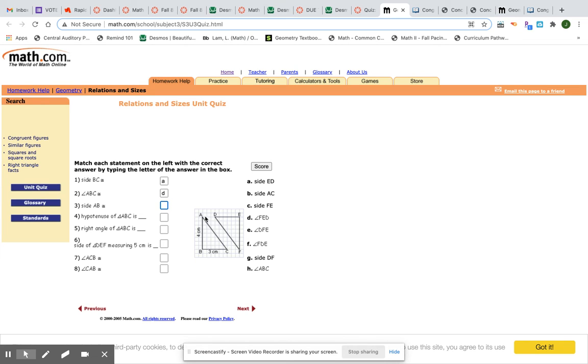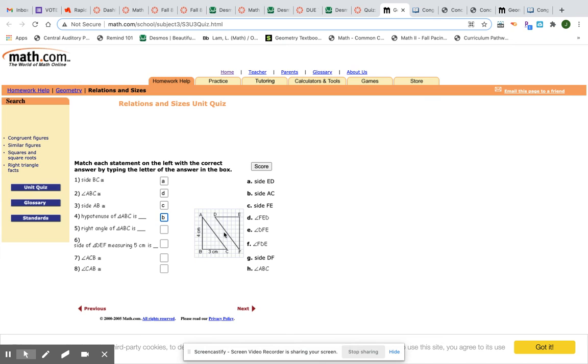Alrighty, and then side AB right here corresponds with side, and you have to say it correctly. A would correspond with F because we know B and E correspond. So if they said AB, we have to say FE. So side FE is right here. That's a C. All right, the hypotenuse of the triangle ABC is side AC. So there it is, letter choice B.